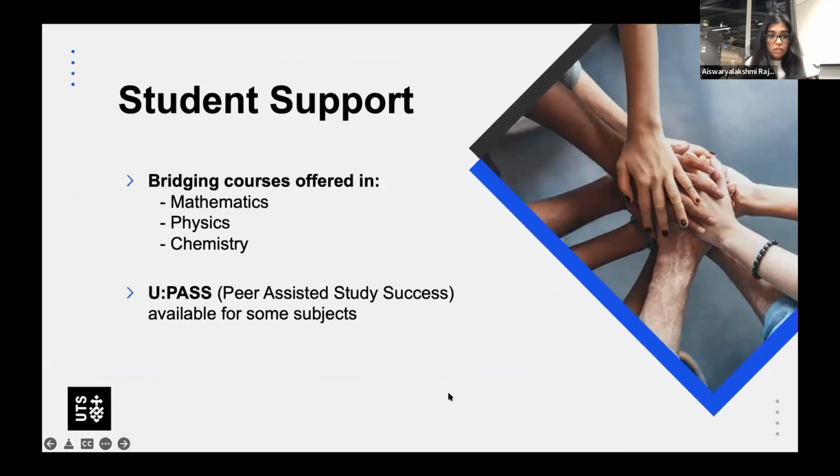So now moving on to student support. UTS has no prerequisite subjects for our degrees, but we offer support in any subjects that will be recommended knowledge. We offer bridging courses in mathematics, physics, and chemistry. We also have UPASS services. This stands for Peer Assisted Study Success, available for some subjects. This is really the chance to engage with students in higher degrees, as well as those who have completed the subject and received really good marks, to come in and assist you. It's kind of like a peer support vibe where they get to really connect with you. You can make new friends as well as get support in subjects from a student perspective.